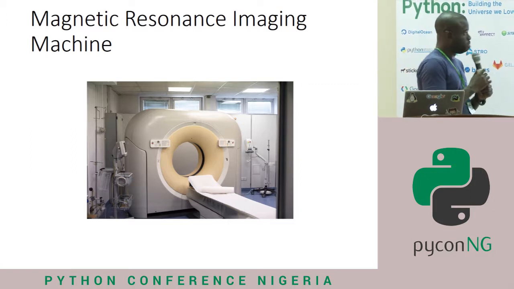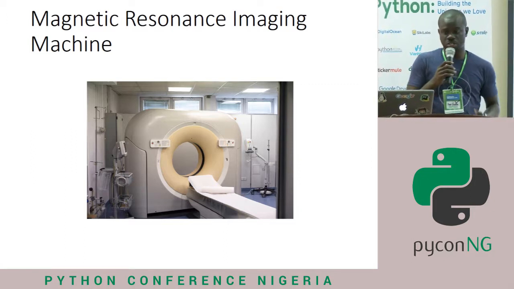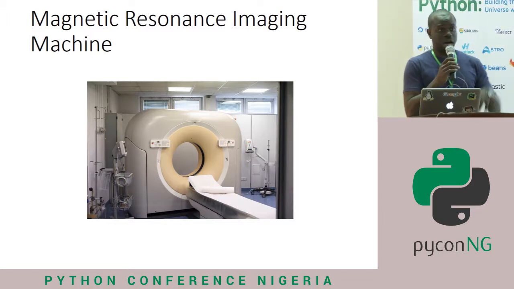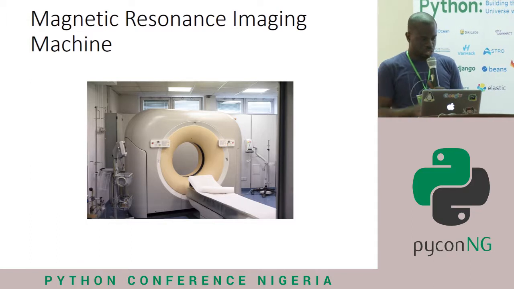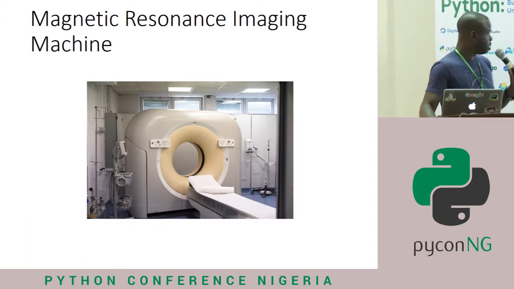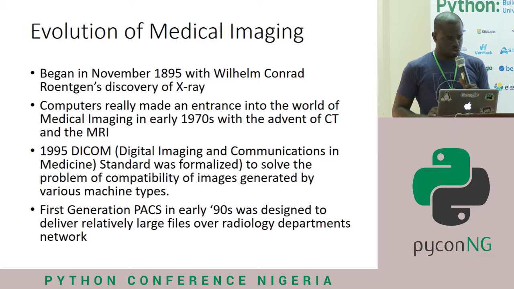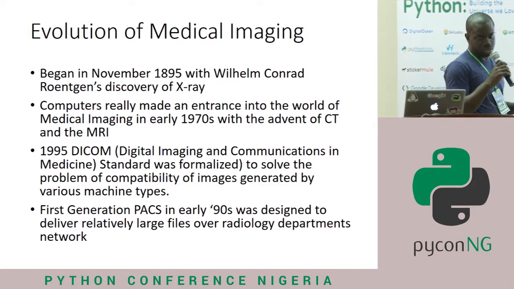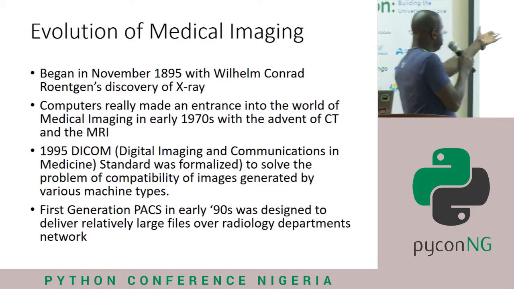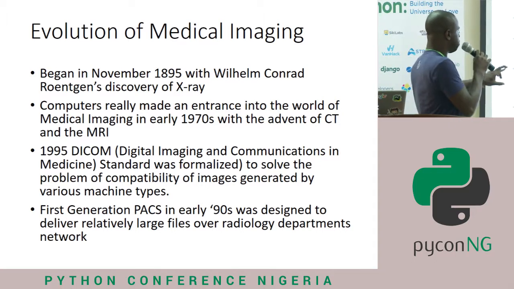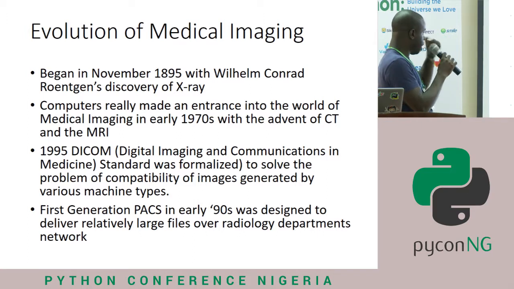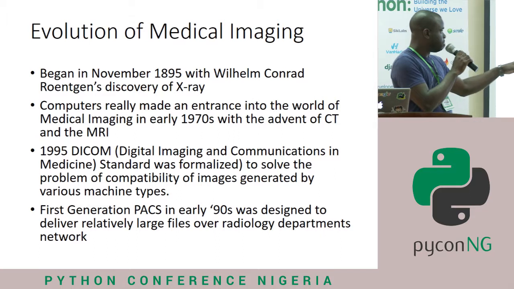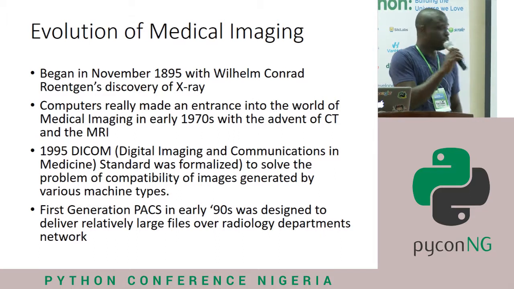So like I was saying earlier, would I say opportunity are blessed not to have this like an MRI machine, and that's how it looks. So I will talk briefly about its evolution. Remember 1895 with that guy with a very funny name by his discovery of X-ray, and then made an entrance into the world of medical imaging in 1970. That's when CTs and MRIs came up.